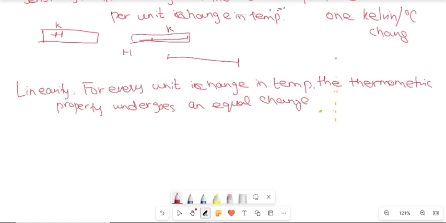When it comes to sensitivity, when there's a 1 degree or 1 Kelvin change in temperature, how much does the thermometric property change? Linearity, linear, there's a linear relationship. For every unit change in temperature, the thermometric property should undergo an equal change. That means they have a linear relationship. Pretty simple, right? And then these were the definitions.